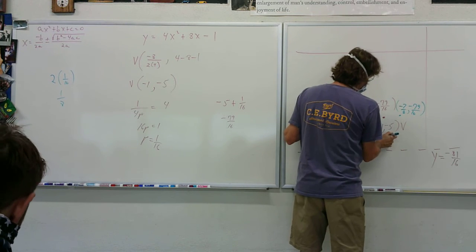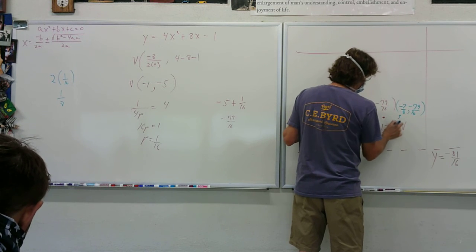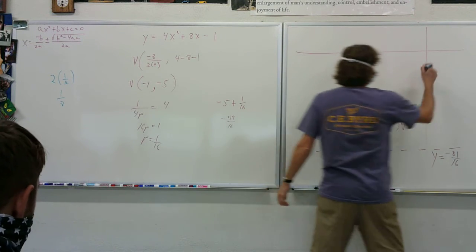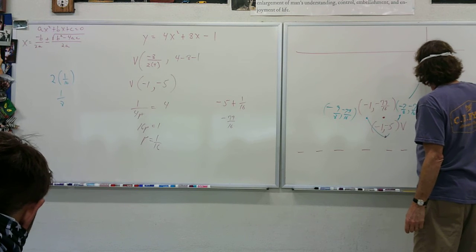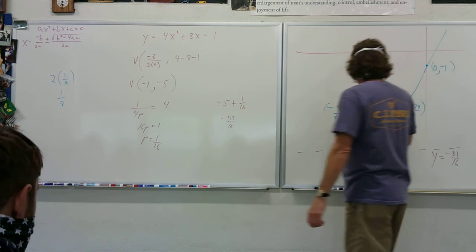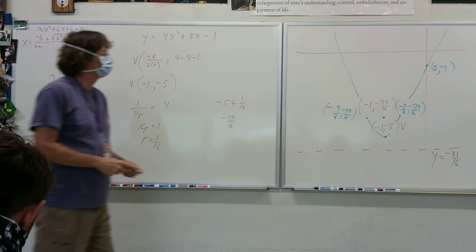The y-intercept is probably really easy to find. What's the y-intercept in this case? Negative 1. 0, comma, negative 1. Okay, there's your y-intercept.